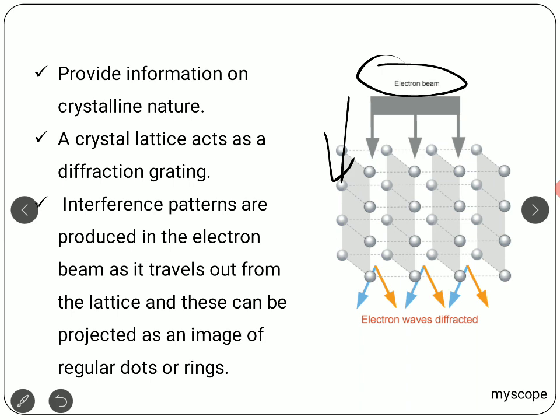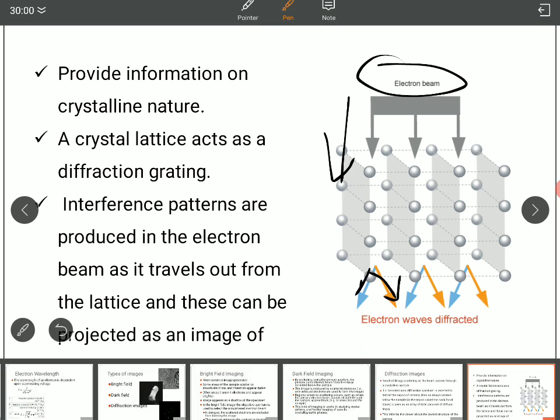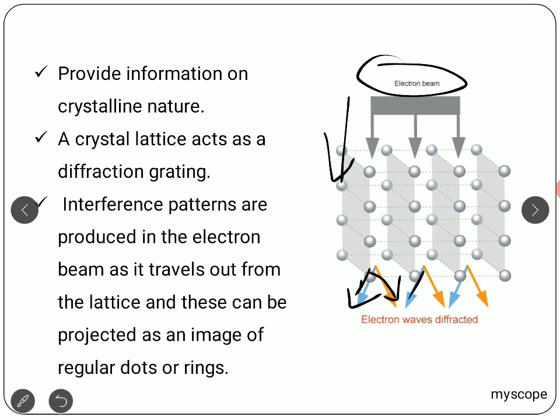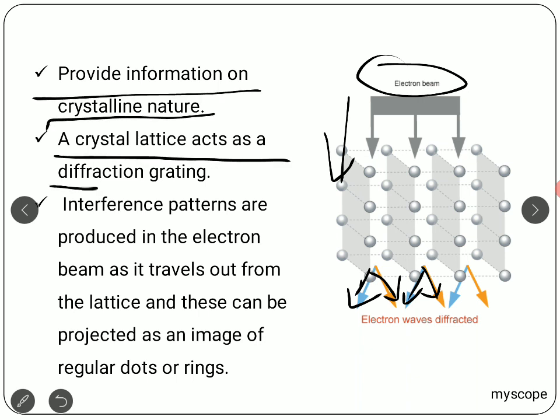This will be diffracted at each of these planes, and these diffracted waves will basically come out of the sample and form an interference pattern. So we have to look into this factor. This diffraction pattern will provide information about the crystalline nature, and if we have a crystal lattice, it will act as a diffraction grating.